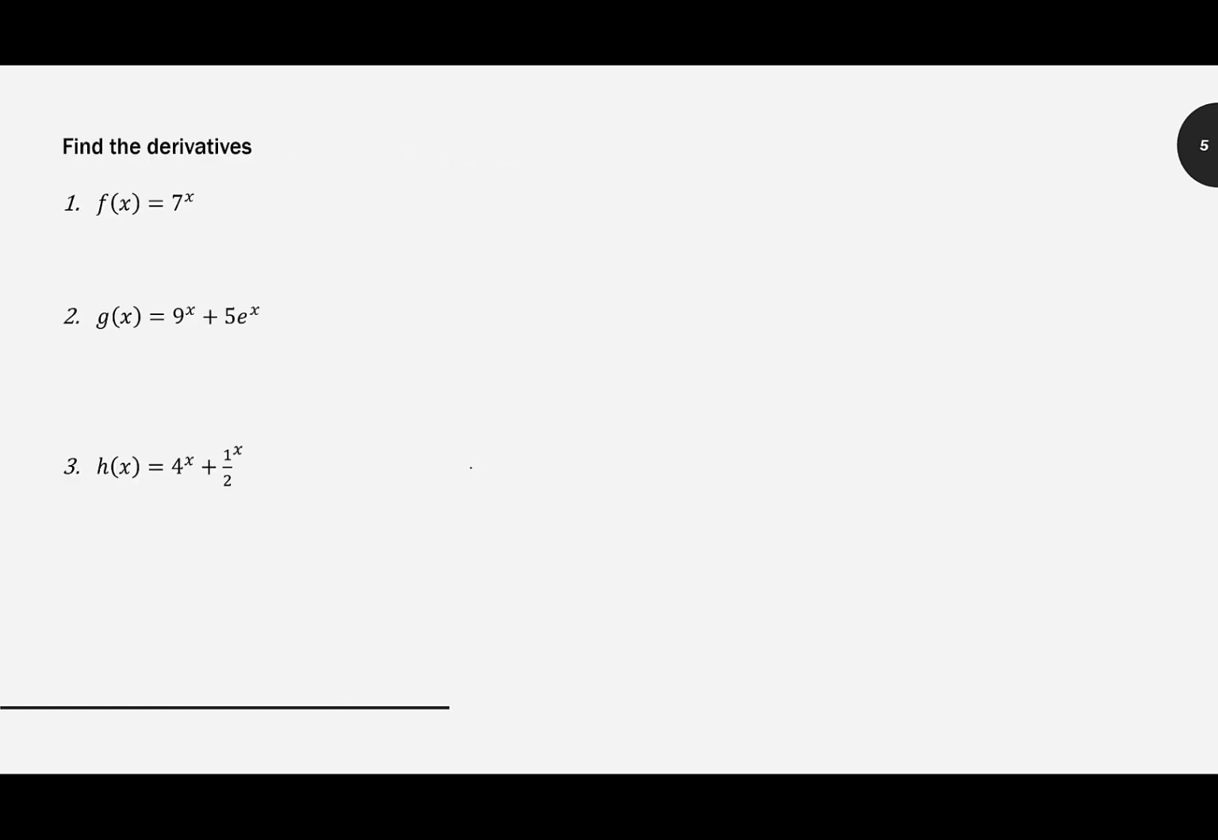Let's try that. Start with f of x equals 7 to the x. The derivative will be 7 to the x, and then we multiply by the natural log of 7. 2 says g of x is 9 to the x plus 5e to the x. G prime will start with 9 to the x times the natural log of 9, and then 5e to the x is 5e to the x.